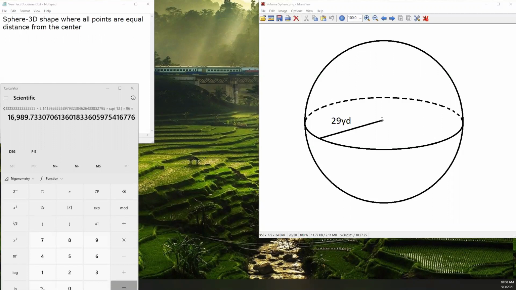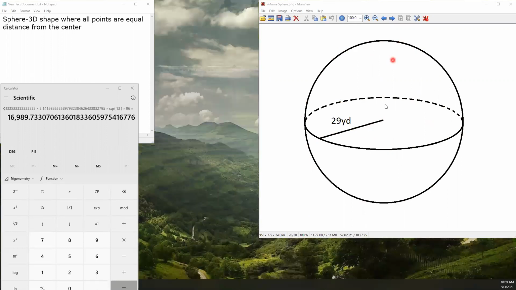So if I go from the center of the circle to the outside, that's 29 yards. If I go from this center out to any part of this circle, it's 29 yards. That's the radius. But if I go from here to the edge of the sphere, it's still 29 yards. It's going to be 29 yards from the center to any point on the circle, on the sphere. It's all going to be the same radius.